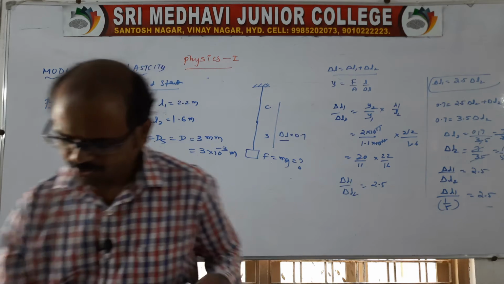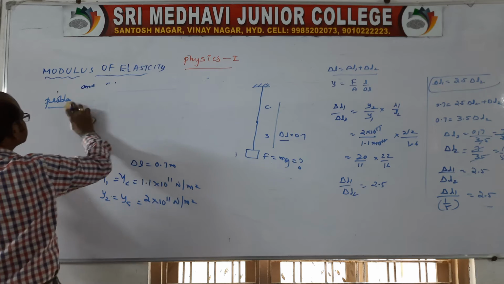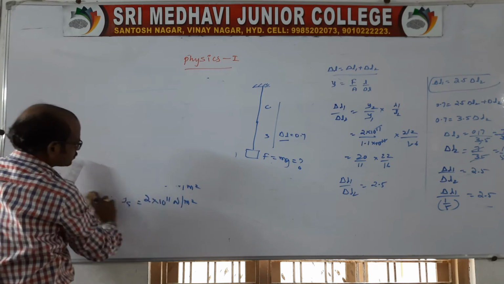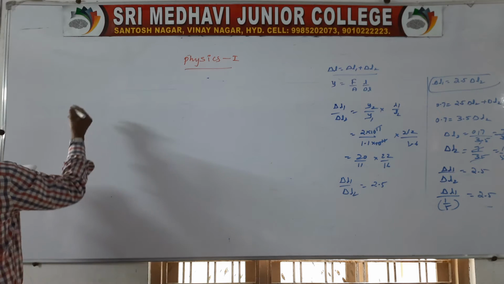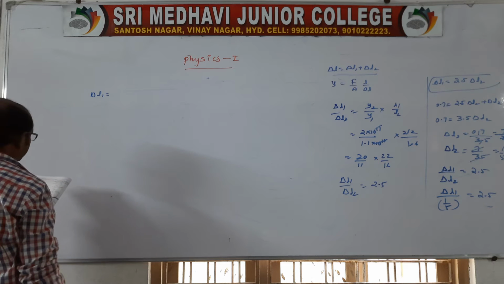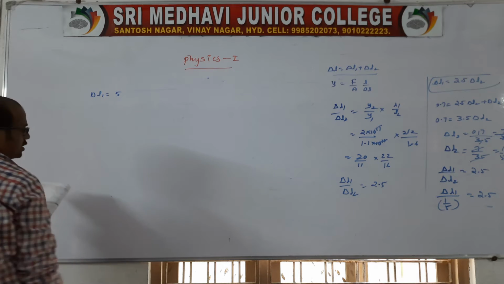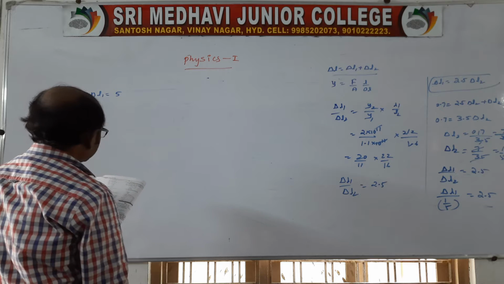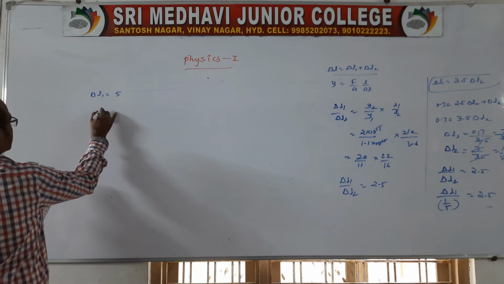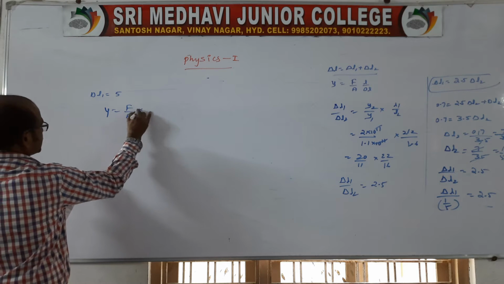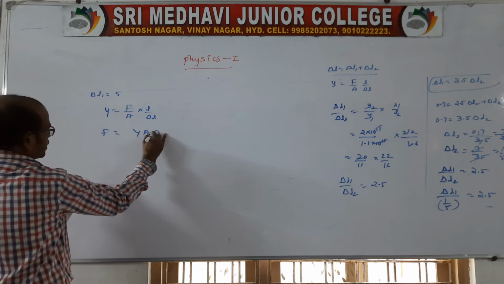So simplify this. After taking this simplification, we get the answer: delta L2 and delta L1, where L1 is maybe 5. After simplifying, we know delta L1 and delta L2. Now we need to find the load. The load is given by Y equals F by A into L by delta L. Here it is asking for F, that is the load, so F equals Y A delta L by L.